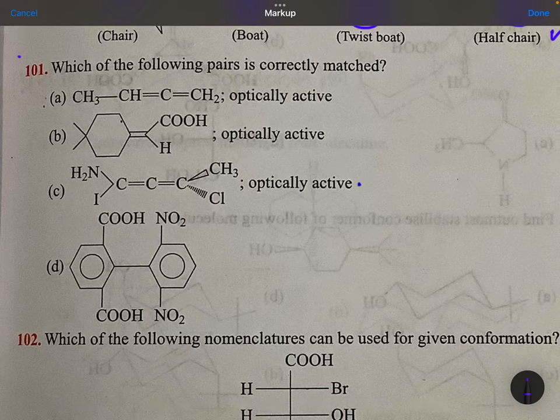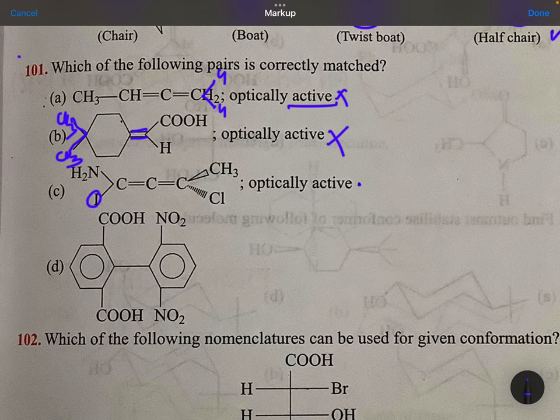Which of the following pairs is correctly matched? When two hydrogens are here, is it optically active? No. See here, this is a double bond, and here two methyl groups are there. When two same groups are there, it is not possible. Here iodine, NH2, CH3, Cl, four different groups are there, with two double bonds in a row.